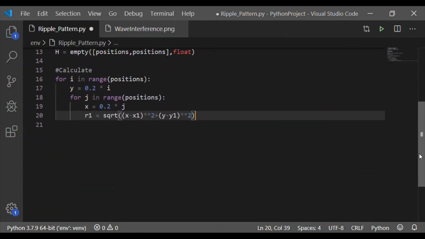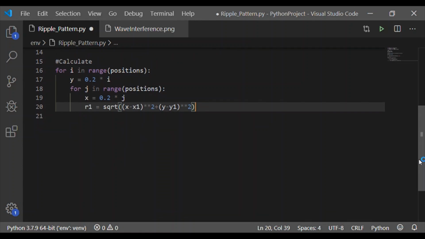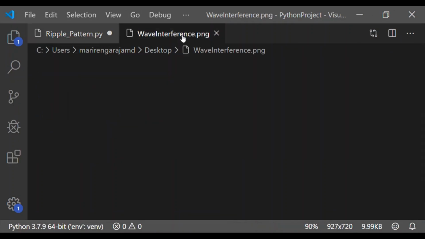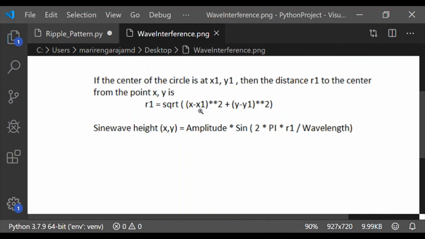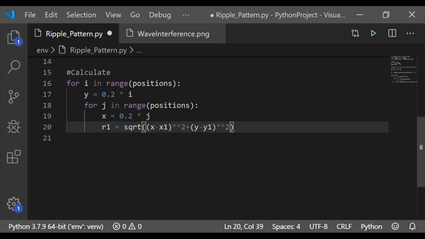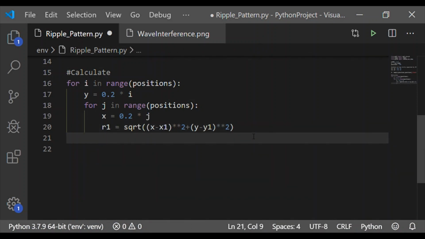And as we know, the distance r1 from x, y is the square root of (x minus x1) whole squared plus (y minus y1) whole squared, which is used to calculate the height of our wave in terms of amplitude. As we are going to consider two ripples with two different center points separated by 20 units, r2 is again the square root of (x minus x2) whole squared plus (y minus y2) whole squared.